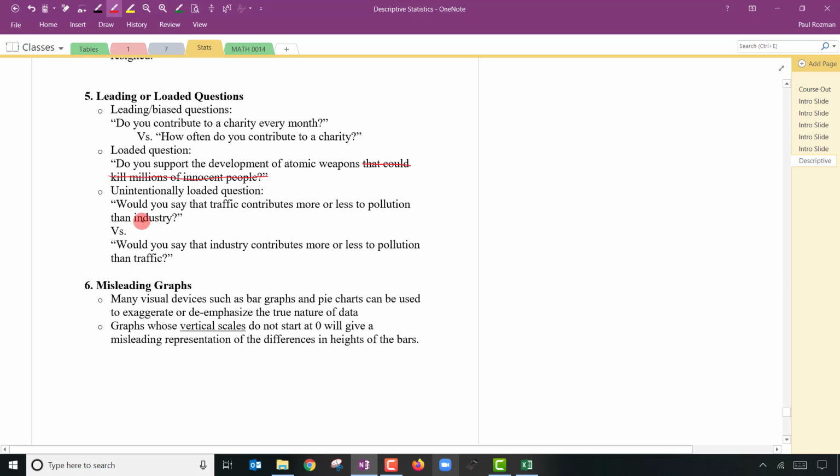I'll read it out. Would you say that traffic contributes more or less to pollution than industry? Versus, would you say that industry contributes more or less to pollution than traffic? Same question. It's just the order. One lists traffic as the problem first, and the other one lists industry first.